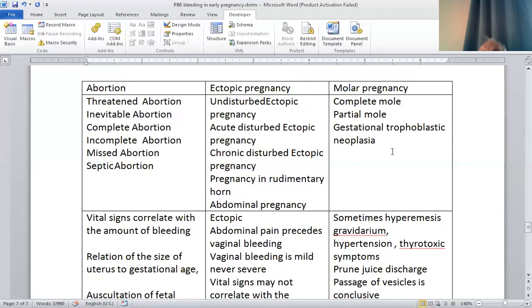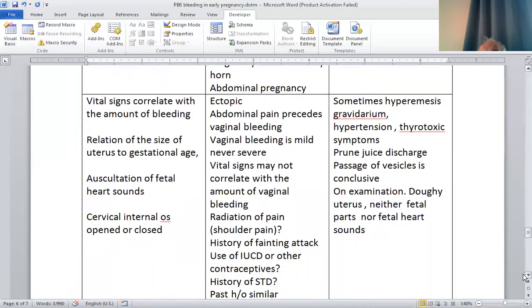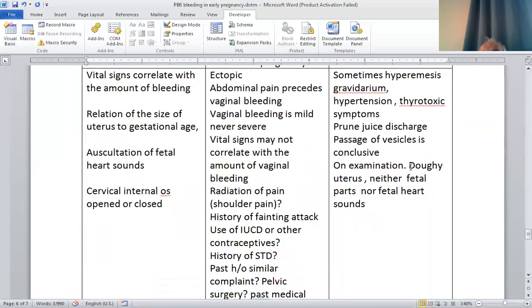While in case of molar pregnancy, it may be complete mole or partial mole. Sometimes the patient may have hyperemesis, or excessive vomiting, necessitating admission to hospital for treatment. The patient may have hypertension in the first half of pregnancy. The patient may have thyrotoxic symptoms. The patient may have vaginal discharge. Early she has passage of vesicles, and this is conclusive. On examination, the uterus has a doughy sensation, and neither fetal parts nor fetal heart sound can be detected.